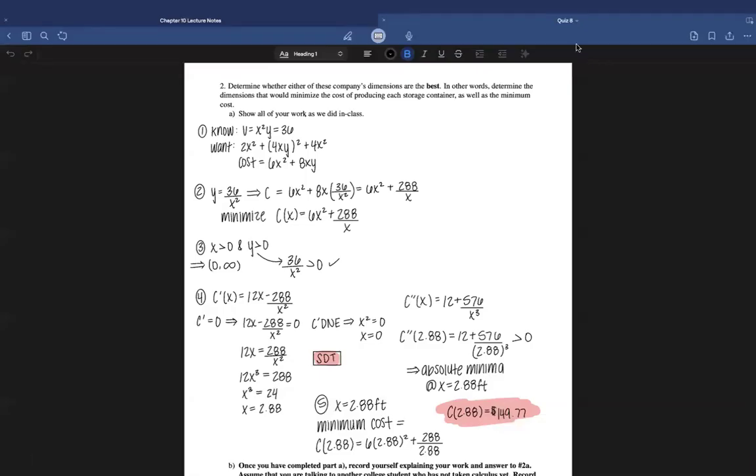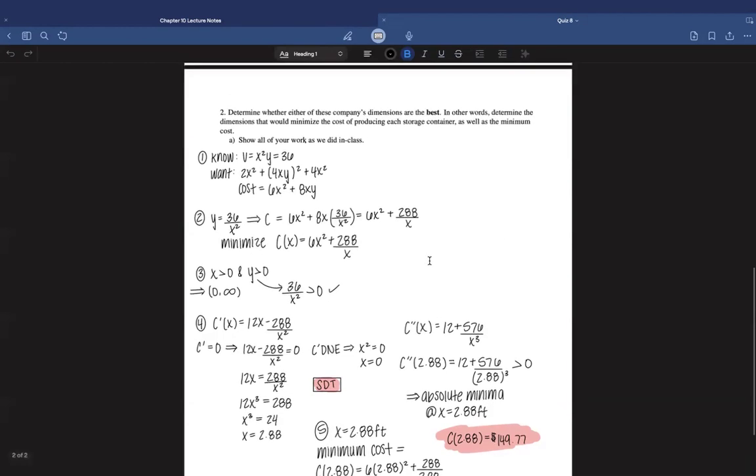Okay, so in number two, it is asking us to determine whether either of these companies' dimensions are best. In other words, determine the dimensions that would minimize the cost of producing each storage container as well as the minimum cost. And so it's asking us to show all of our work, and I divided all of my work into different steps just to make it easier for myself.